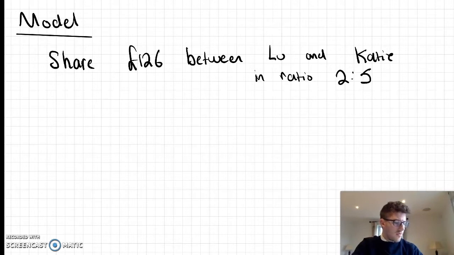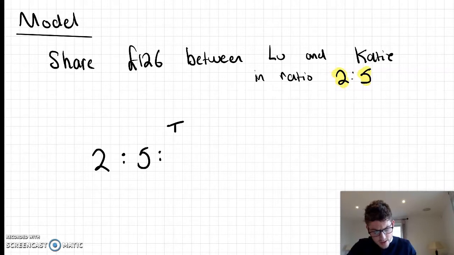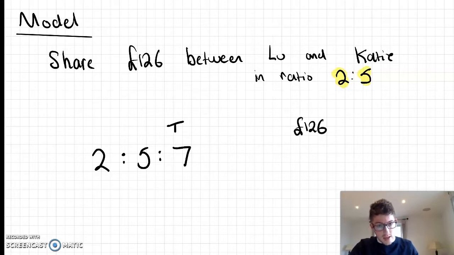So what I like to check first is we have a total of 126. Now we have two parts here and 5 parts here. So let's have a look at it. I like to add the total on. We've got 2 parts, 5 parts, and they have a total of 7, meaning £126 equals 7 parts.